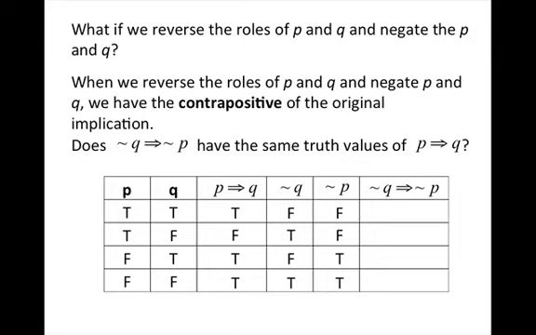Now I'm ready for my final column, the contrapositive. Not Q implies not P. So begin with the not Q and compare it to the not P. You're looking for the true implies false. This time it's in row 2. So there's my false. And it's true everywhere else. So the contrapositive is true, false, true, true.